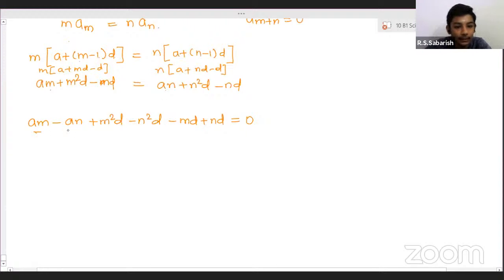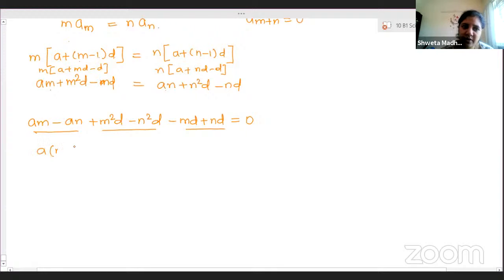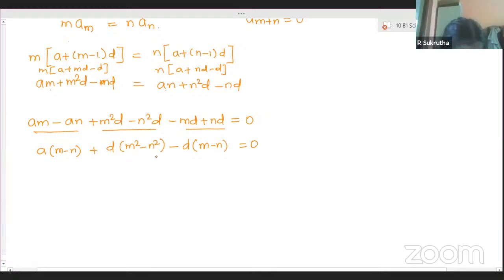Now factorize the terms separately. We should get the same term in a bracket. So here we can take a common, so in the bracket it is m minus n. So plus d common, m square minus n square. And here minus d common, m minus n is equal to 0. Is the step clear?